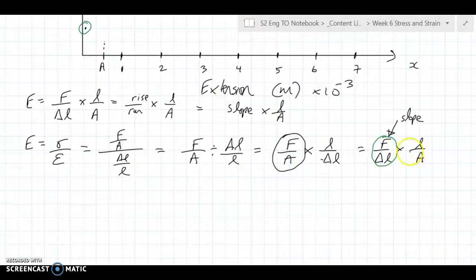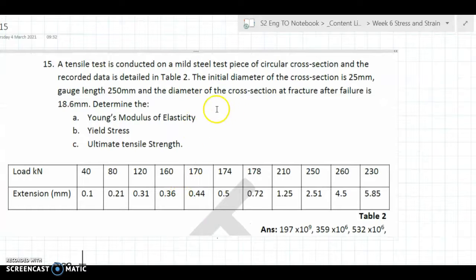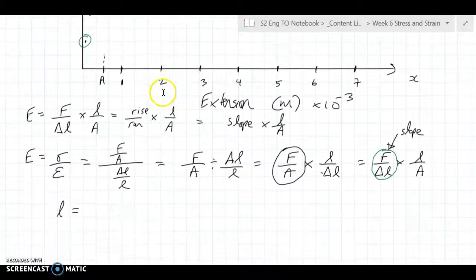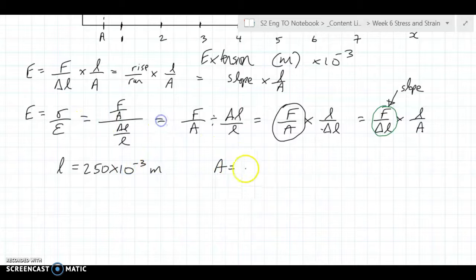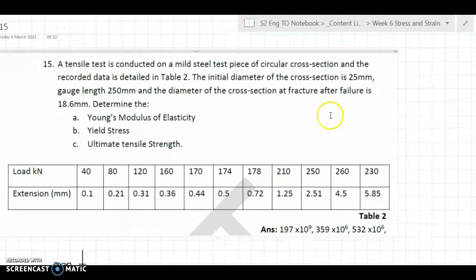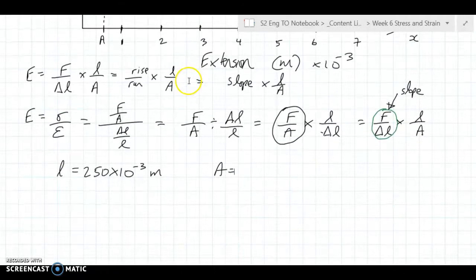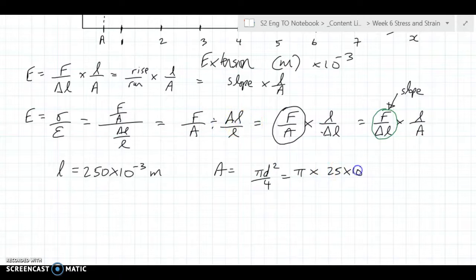Right? So we need L and we need A. L is supplied in the question. L is the length of the piece and it's 250 millimeters. So L is 250 by 10 to the minus 3 meters. And the area is the cross-sectional area of the piece. And we're told it is circular and it has a diameter of 25 millimeters. So the area is going to be pi d squared over 4, and that's pi times 25 by 10 to the minus 3 squared over 4.